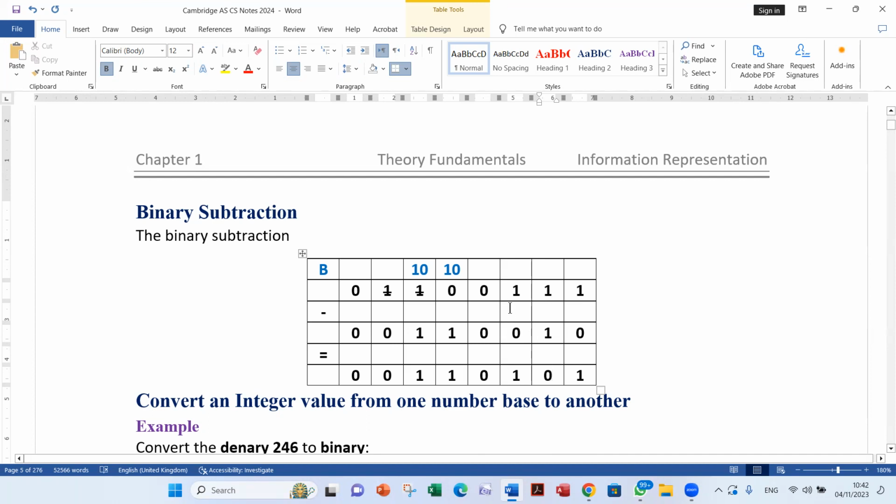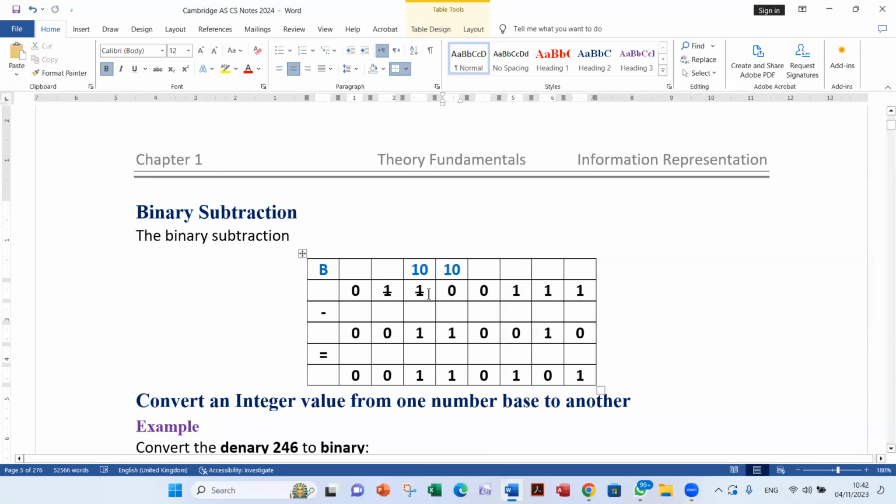1 minus 0 is 1. 0 minus 0 is 0. The problem is here. 0 minus 1. You cannot do that. You need to borrow. So 0 minus 1, you cannot do. You need to borrow from here. Okay, that 1 becomes a 0. And here it comes with a 2 and is written as 1, 0. So 2 minus 1 is 1.